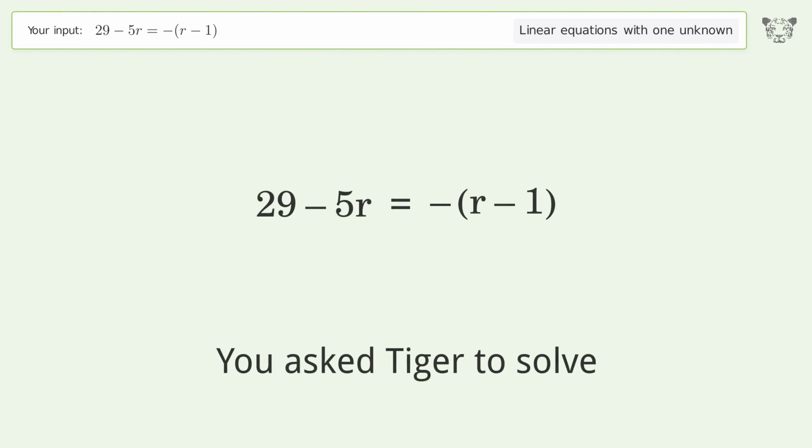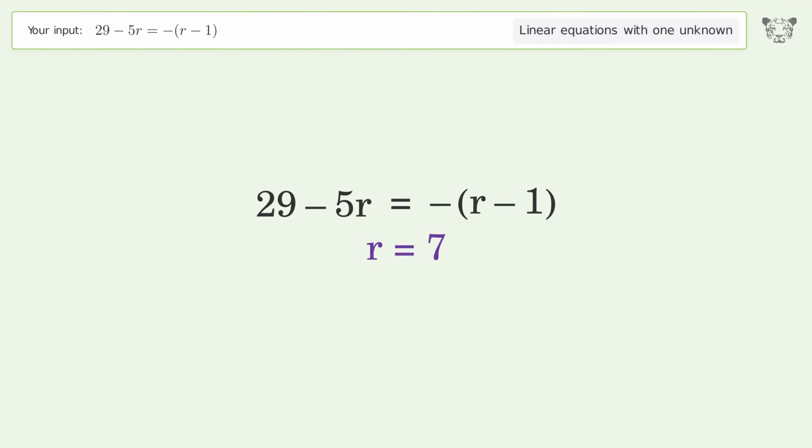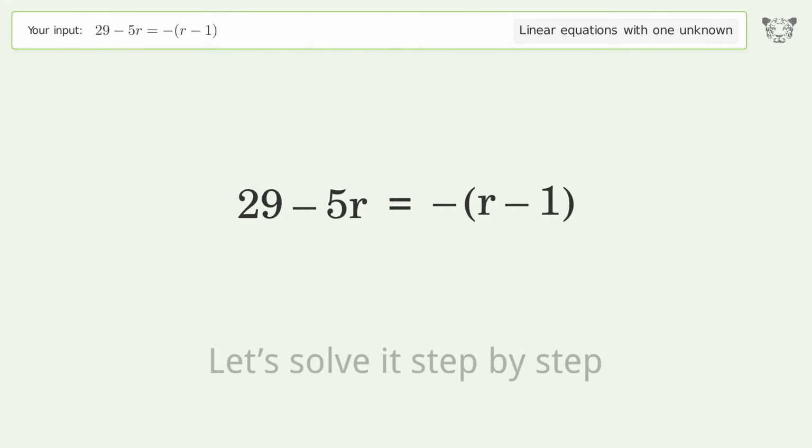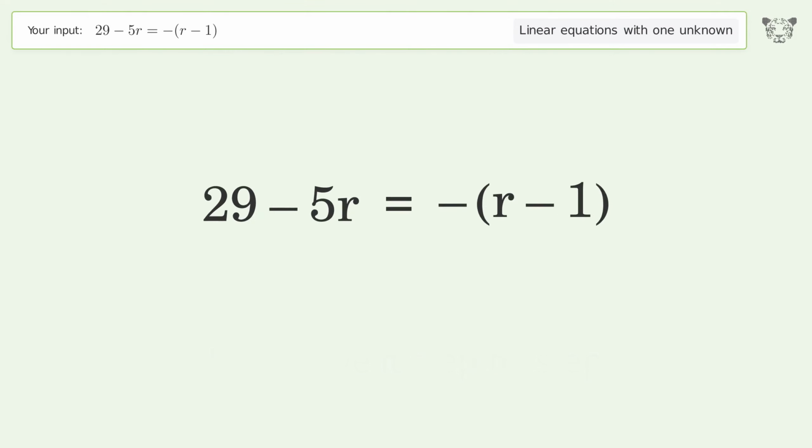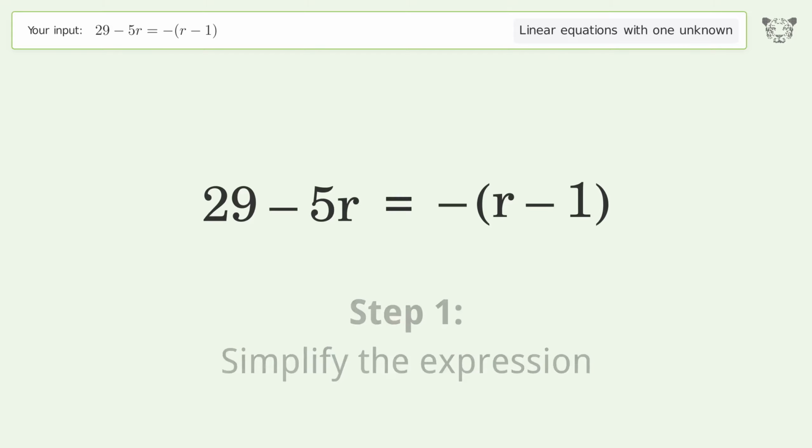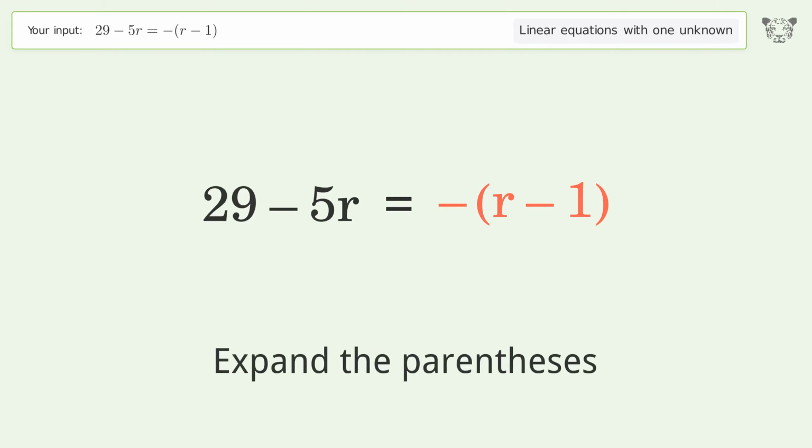You ask Tiger to solve. This deals with linear equations with one unknown. The final result is r equals 7. Let's solve it step by step. Simplify the expression. Expand the parentheses.